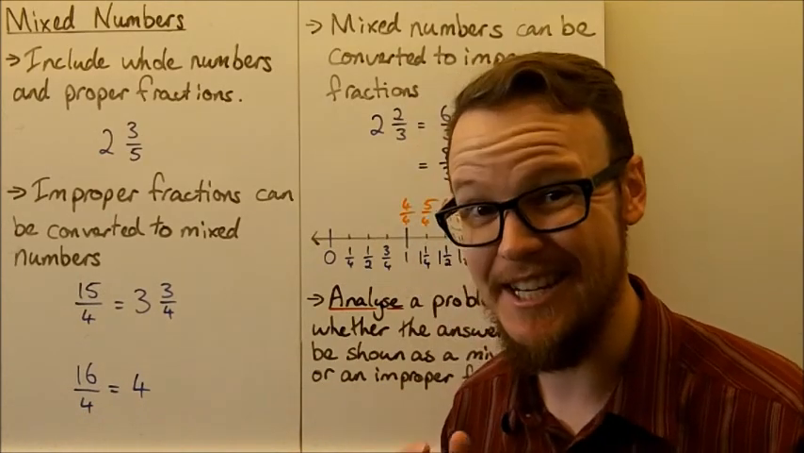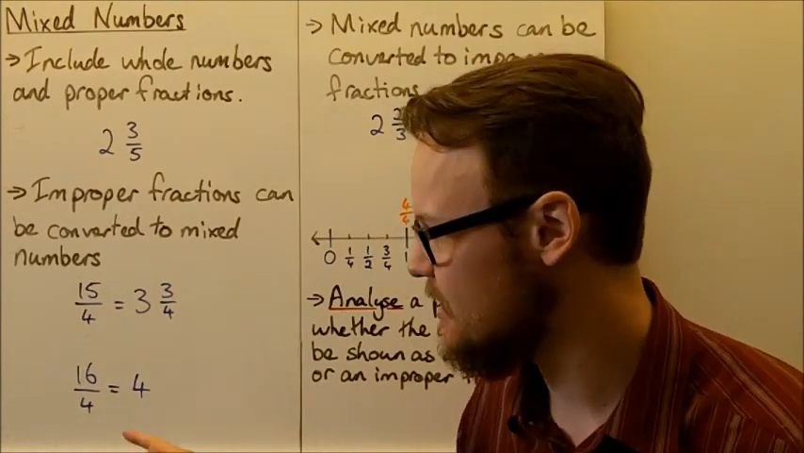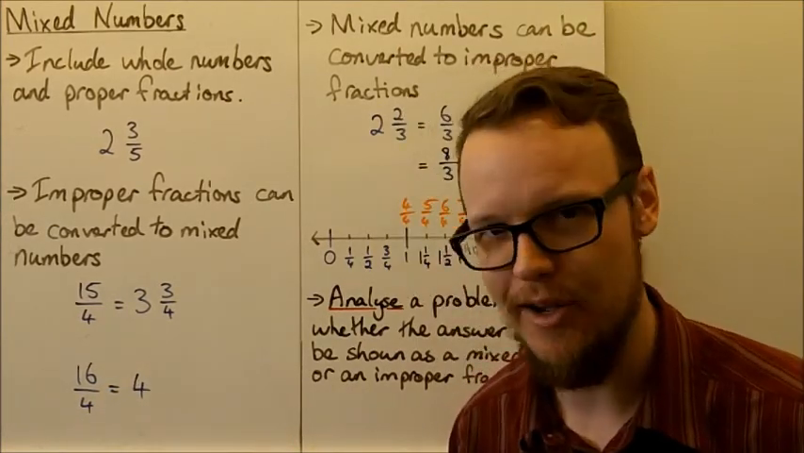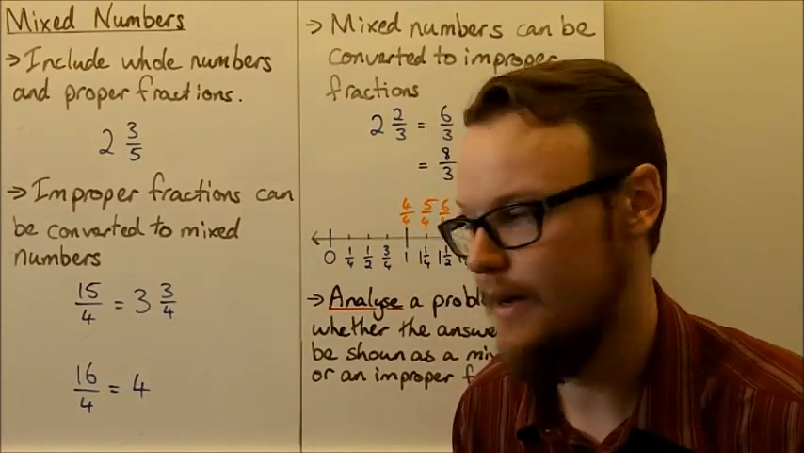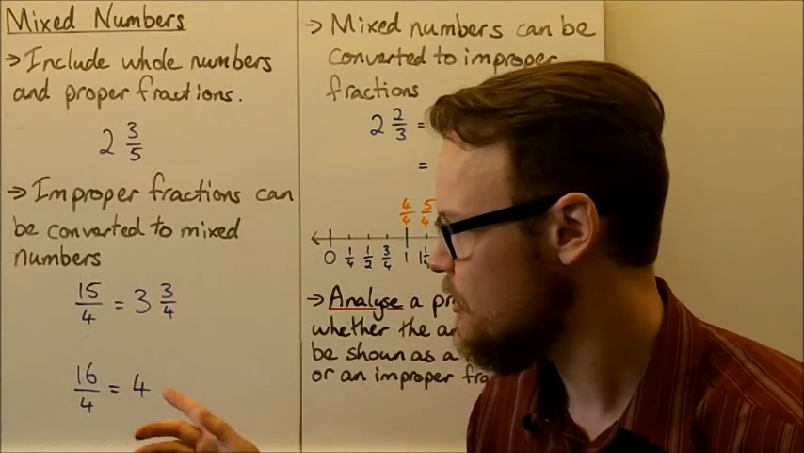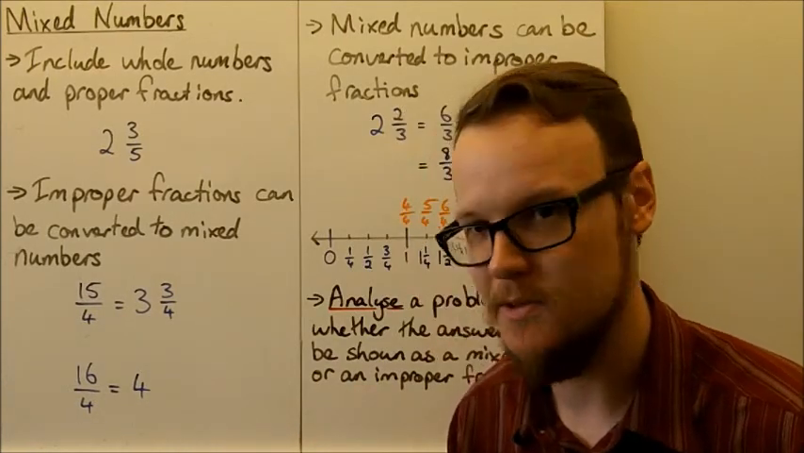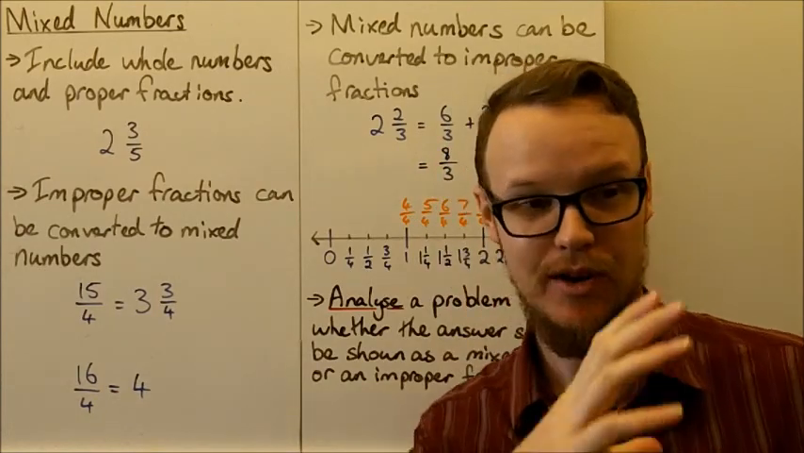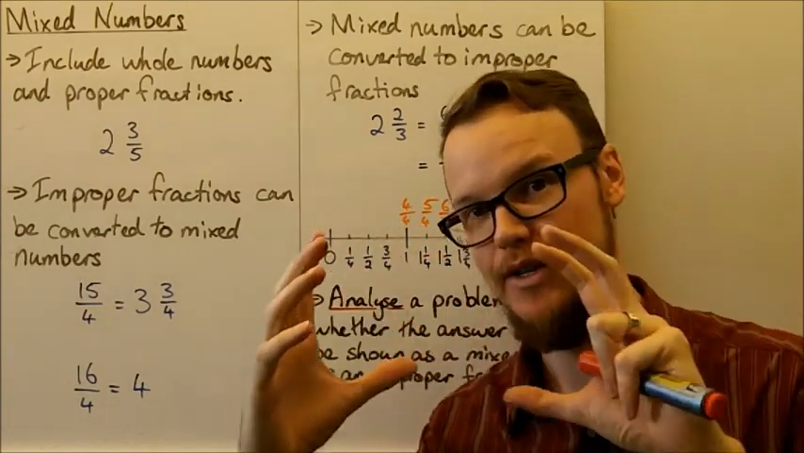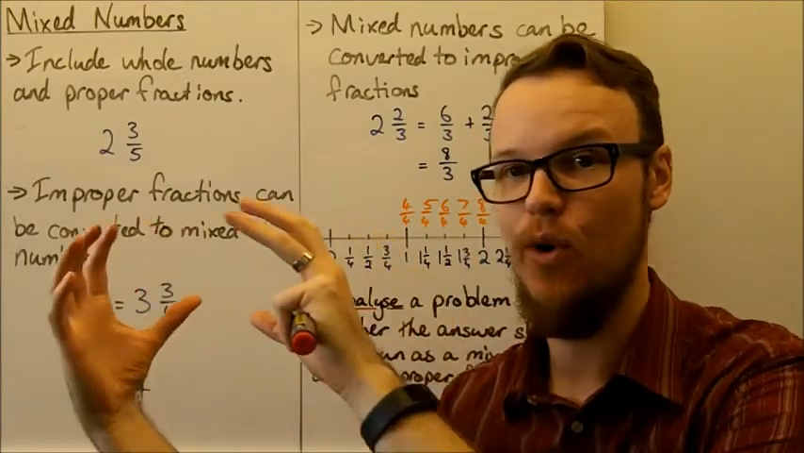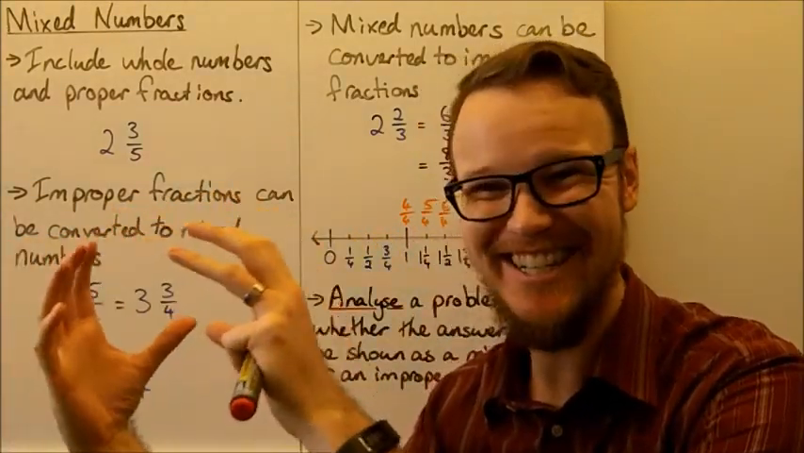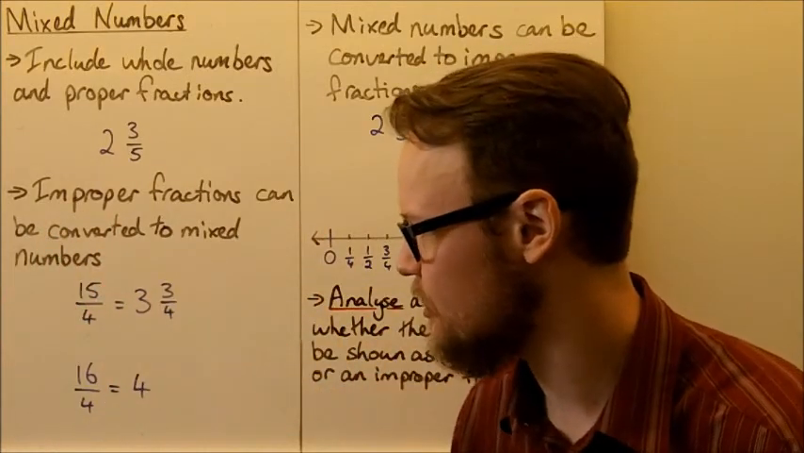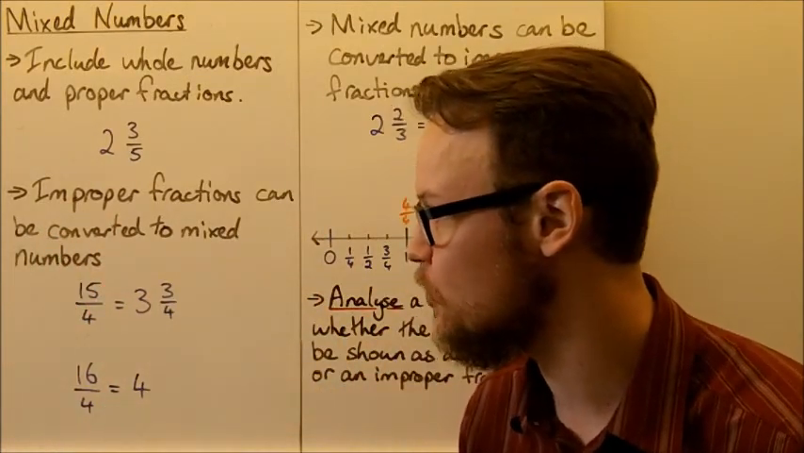If I've got 16 quarters, however, 16 quarters is the same as 16 divided by 4, and we know that 4 goes into 16 without any remainder. So 16 divided by 4 is 4. So I've got there 16 quarters. I've got one lot of 4, second lot of 4, 3 lots of 4, 4 lots of 4, 16 quarters. So that's 4 whole amounts. So 16 quarters is the same as 4.